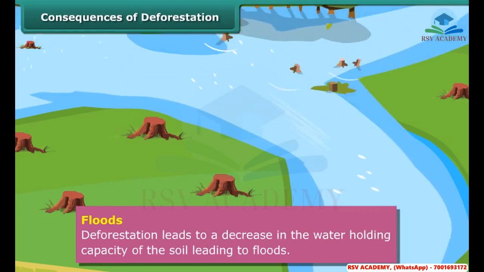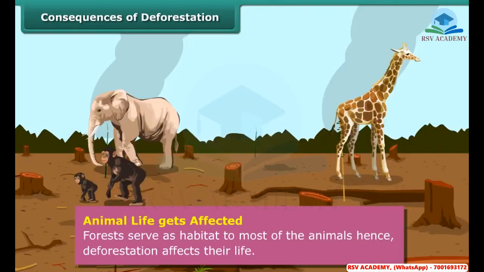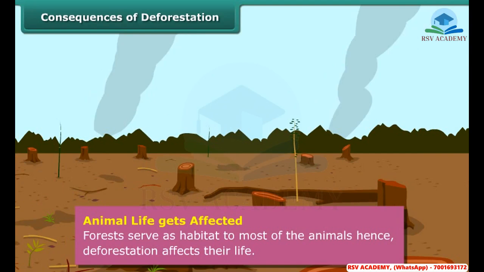Floods. Deforestation also leads to a decrease in the water-holding capacity of the soil. The movement of water from the soil surface into the ground is reduced, resulting in floods. Animals' life gets affected. Deforestation also affects the animal life since forests serve as habitat to most of them.